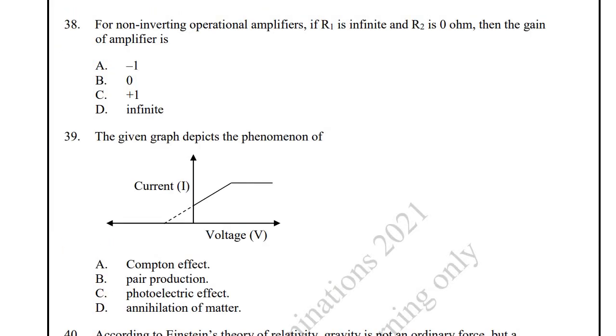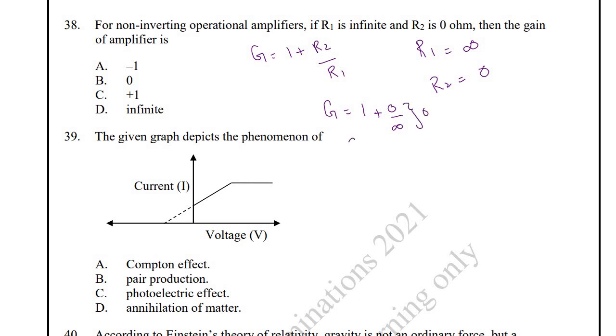Let's see question number 38. For a non-inverting operational amplifier, R1 and R2 are infinite and 0, we have to find the gain. So the formula for the gain is 1 plus R2 over R1, in which R1 is infinite and R2 is equal to 0. So if we substitute the values, gain will be equal to 1 plus 0 over infinity. So 0 over infinity is equal to 0. So finally the value of G will be equal to 1. So the correct answer is option C.